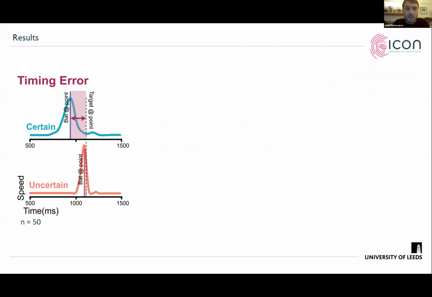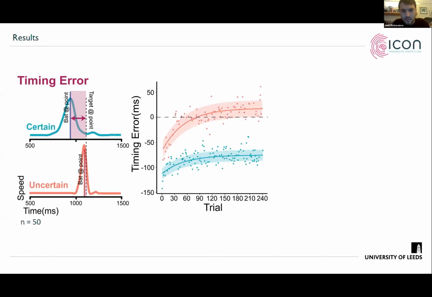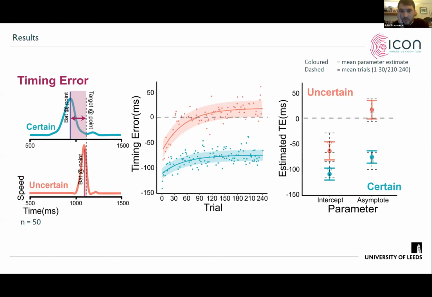And in terms of the timing error, what we found surprised us a bit, and that was that people were arriving later to the target in uncertain relative to certain conditions. And once again, it was a non-linear kind of progression over the course of the experiment. And here are the estimates from the parameters of the model and the means for the first block and the last block. The differences are at the start and at the end of the experiment, and they're much greater by the end.